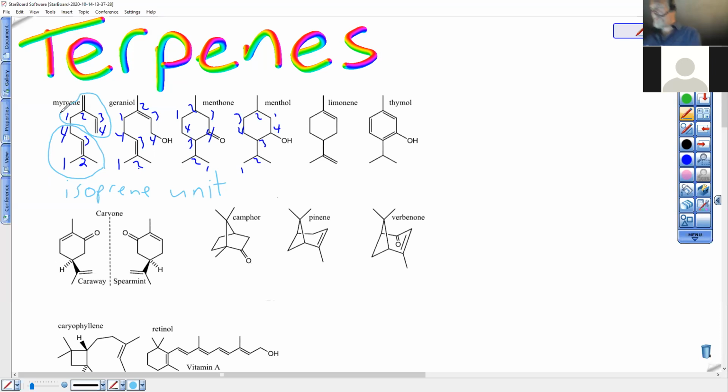And everything on the top of the screen has 2 isoprene units. And even the caraway seed molecule version of carvone has 2. And 2. I missed 3, didn't I? Careful.